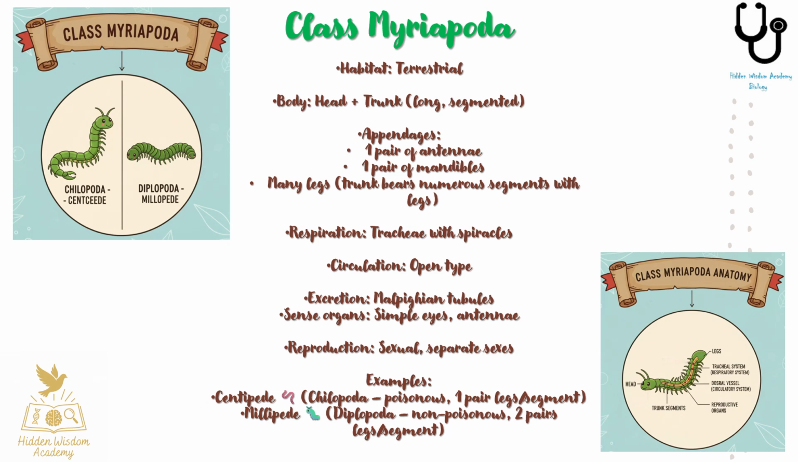Let's talk about class Myriapoda. Myriapods are land-dwelling arthropods with a head and a long segmented trunk. They have 1 pair of antennae, 1 pair of jaws, and many legs. They breathe through tracheae and excrete using Malpighian tubules.